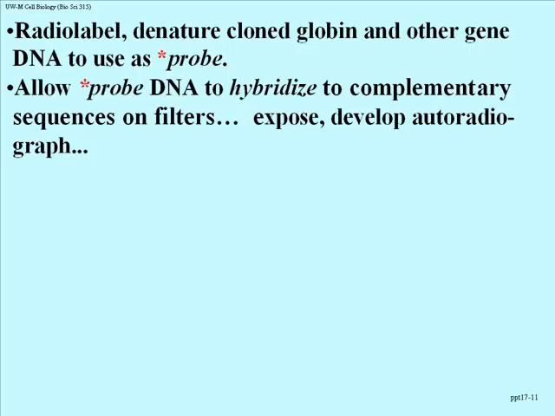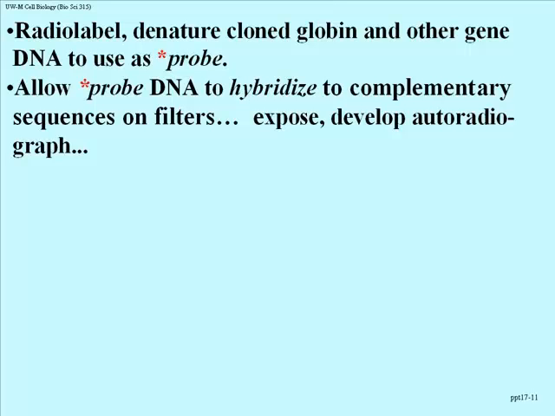We're going to ask whether we can detect a gene for globin, the protein that is part of hemoglobin, whether we can detect the gene for globin in the chromatin digests from a red blood cell. So we need to do that by using a cloned gene, a cloned globin gene, as a probe. That means we're probing for globin genes using a known DNA sequence that we know codes for globin.